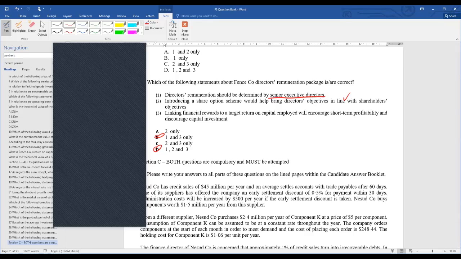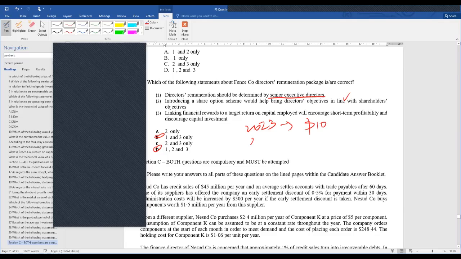Could you please explain what a share option scheme is? With a share option scheme, you give the managers an option: in 3 years' time, you can buy our shares at a given price. So in 3 years' time, that is in 2023, you can buy the shares of our company at a given price. Let's say it's $10.